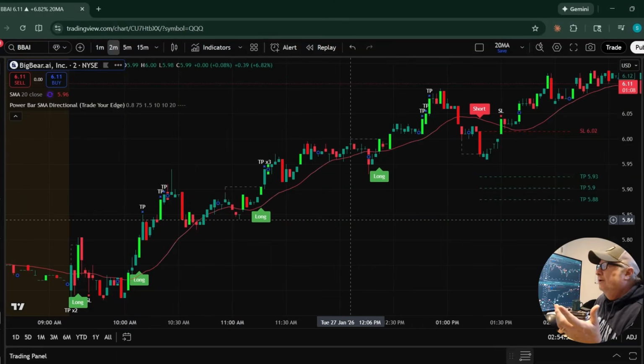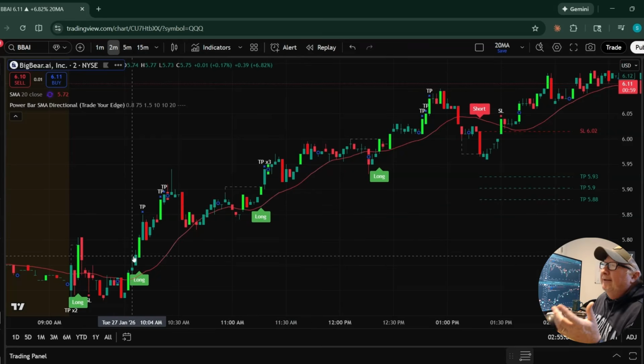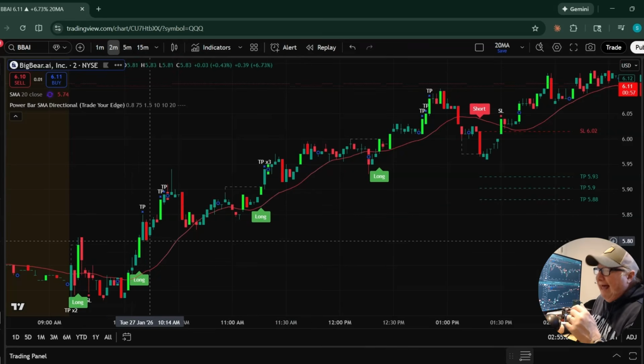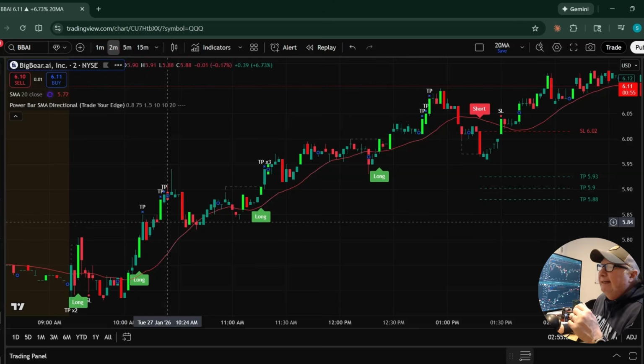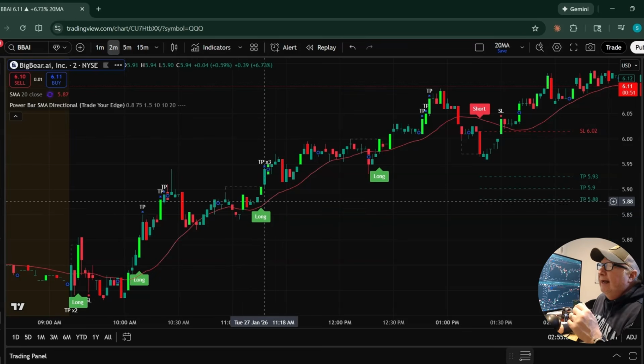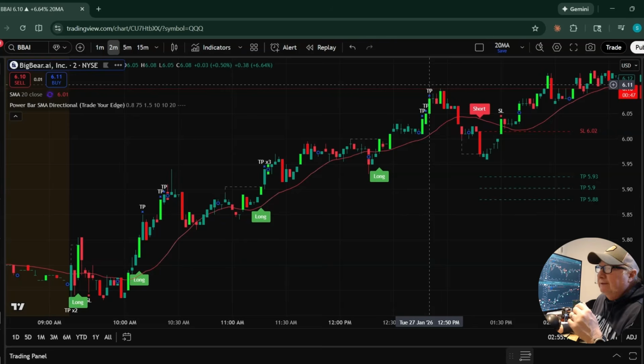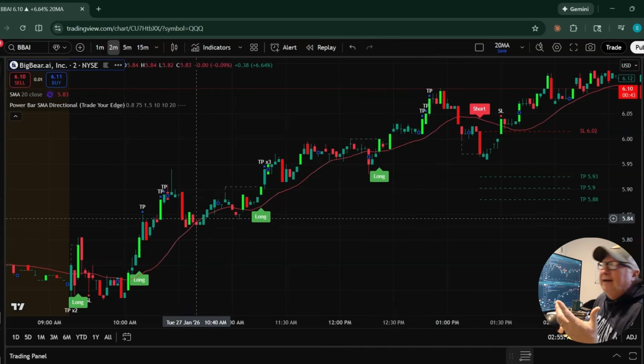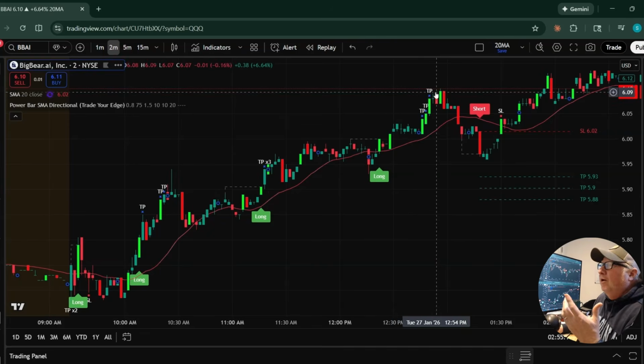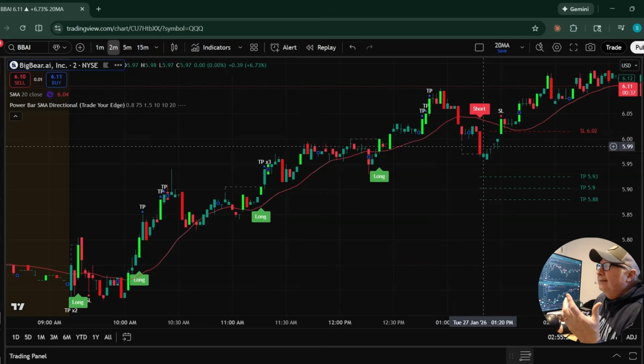And as I said, you don't have to take each one of these take profits. If you're on trend and the power bar keeps firing and you keep moving your stop up, you can simply ride the trend with the power bar and get stopped out here when you get a reversal.